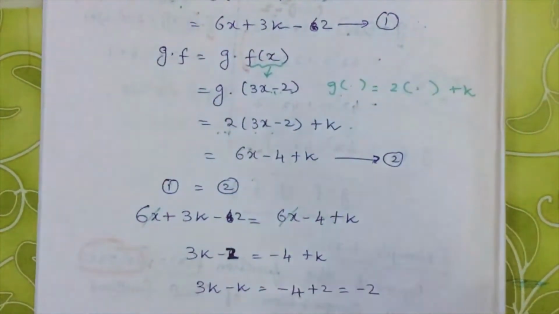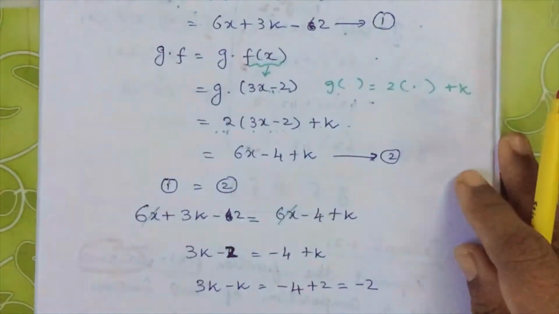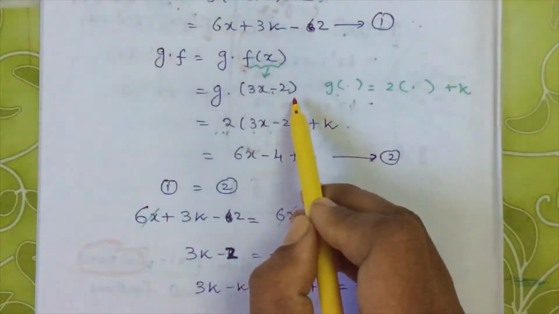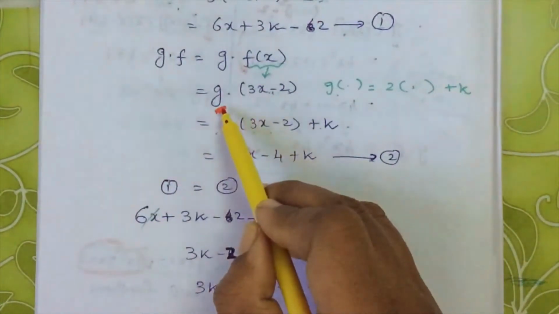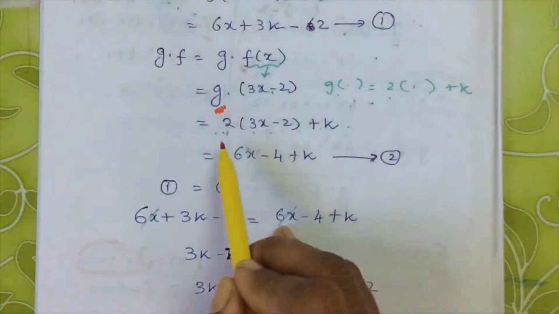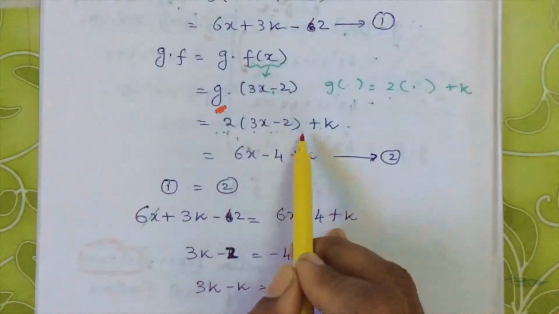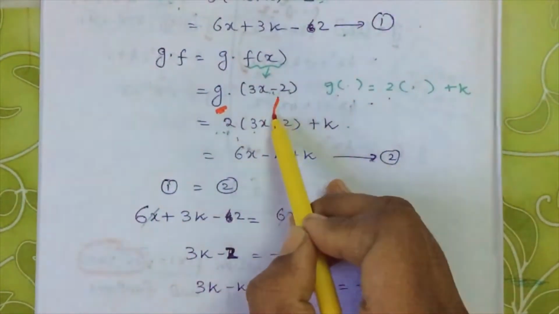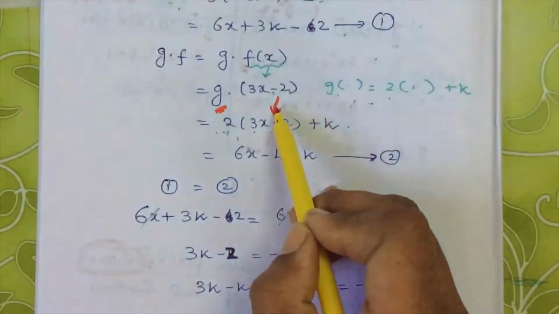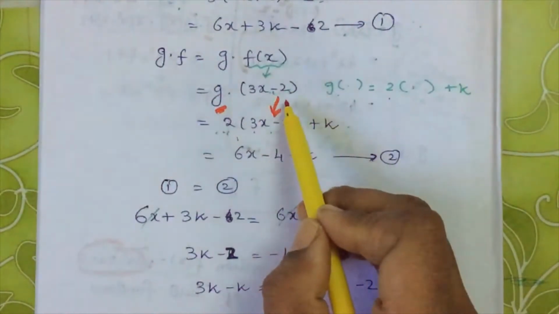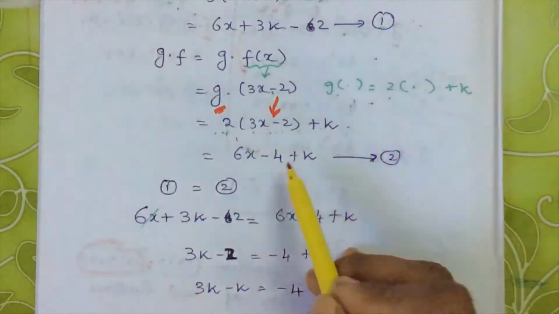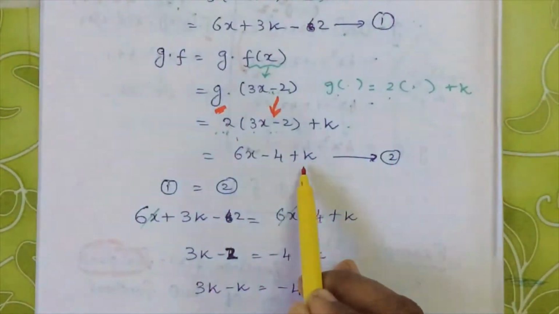And then g dot f. Similarly, g dot f of x. f of x is 3x minus 2. And then what is this function g? g is 2x plus k, 2 into something plus k. So you write it as 2 into something plus k. And the something, what should we change it to? Take the input from the last step, the previous step. The previous step is 3x minus 2, that is your something here. So 2 into 3x minus 2 plus k. Therefore 6x minus 4 plus k.